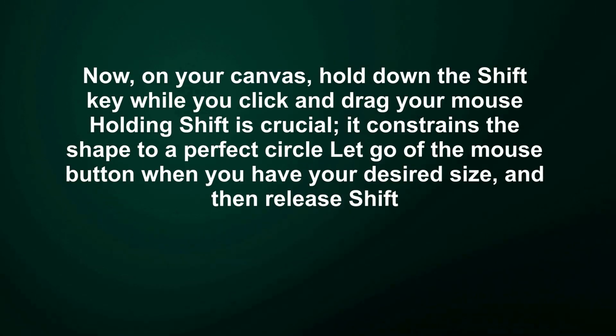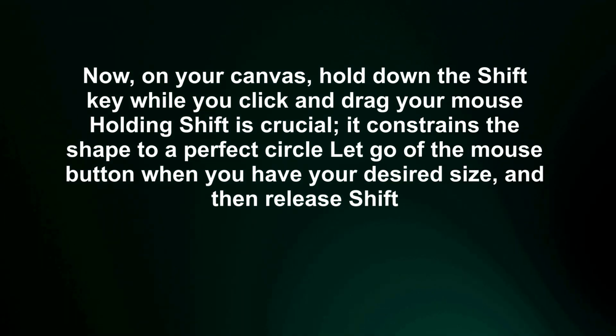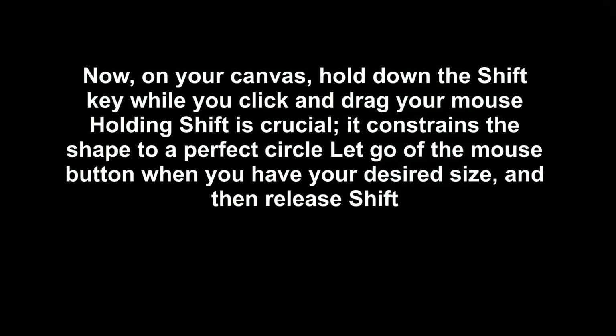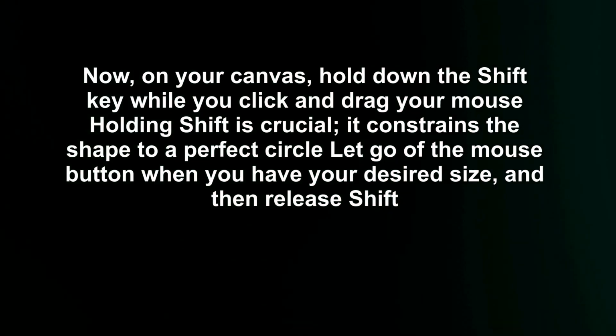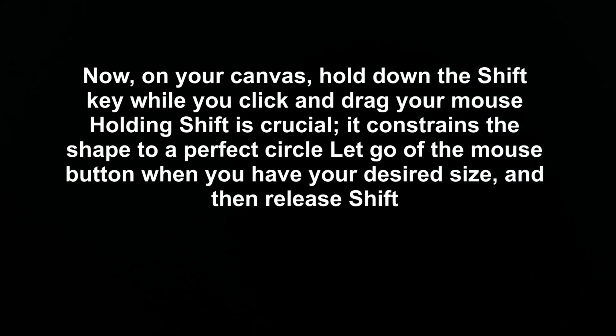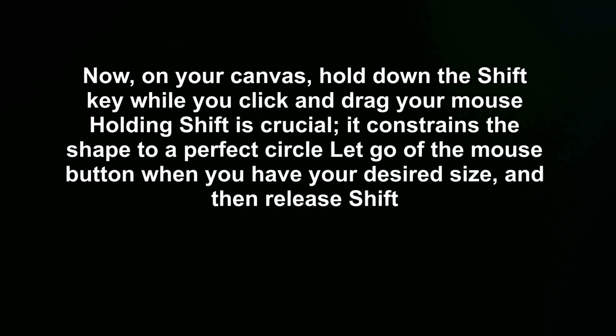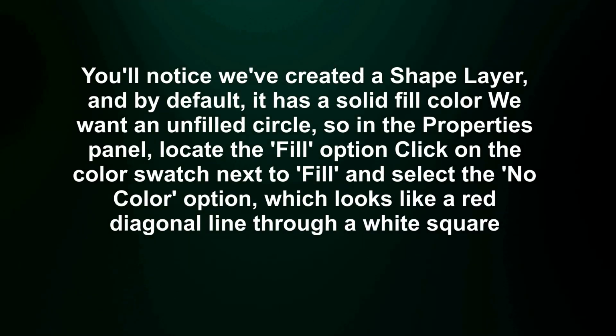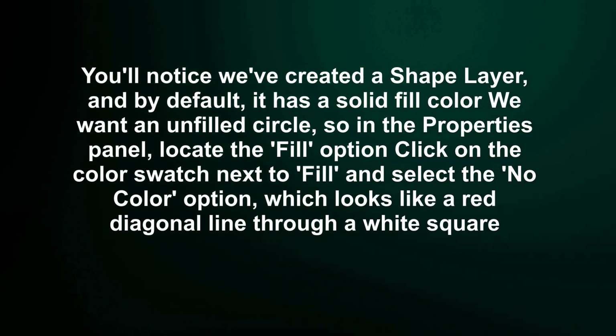Now, on your canvas, hold down the Shift key while you click and drag your mouse. Holding Shift is crucial. It constrains the shape to a perfect circle. Let go of the mouse button when you have your desired size, and then release Shift. You'll notice we've created a shape layer, and by default, it has a solid fill color.